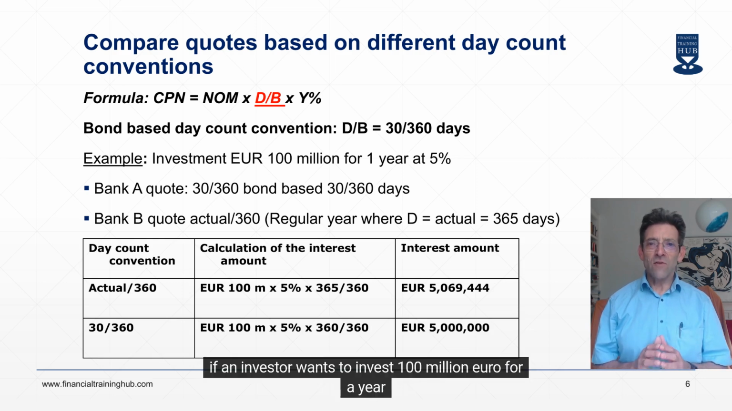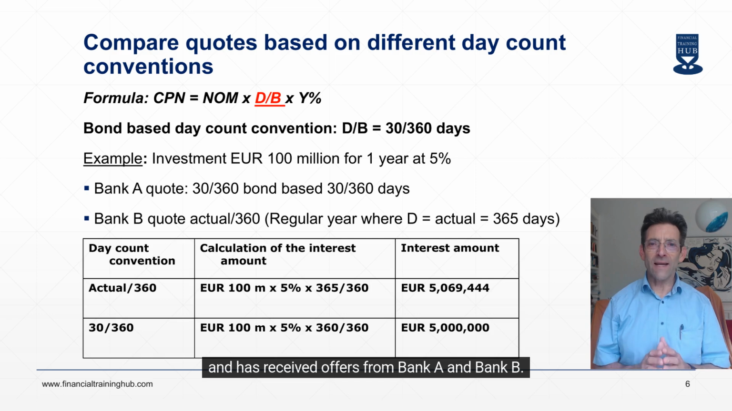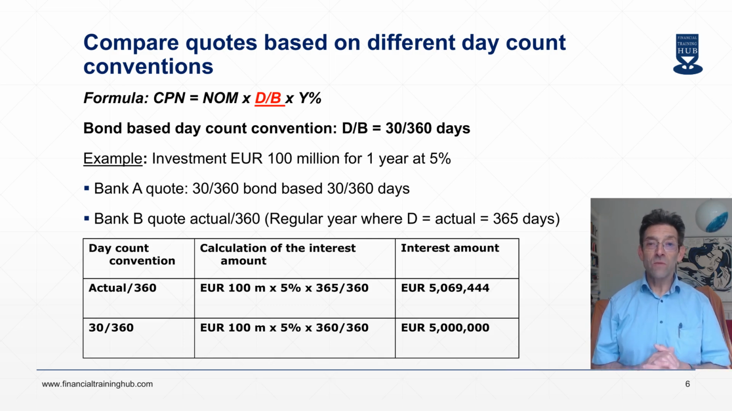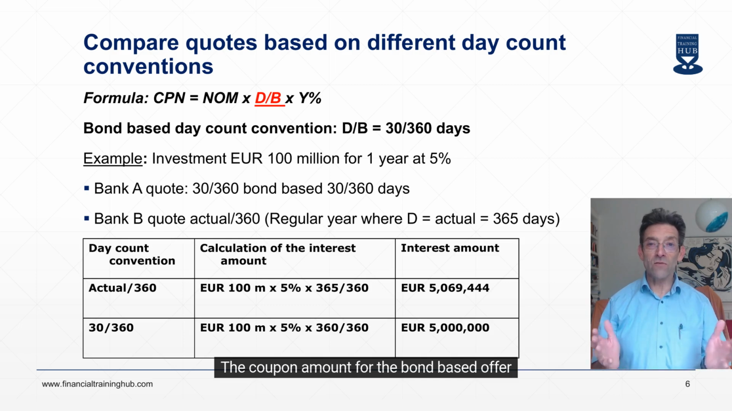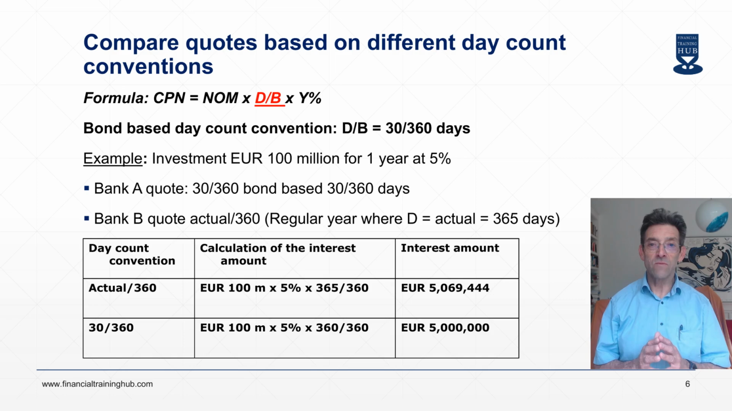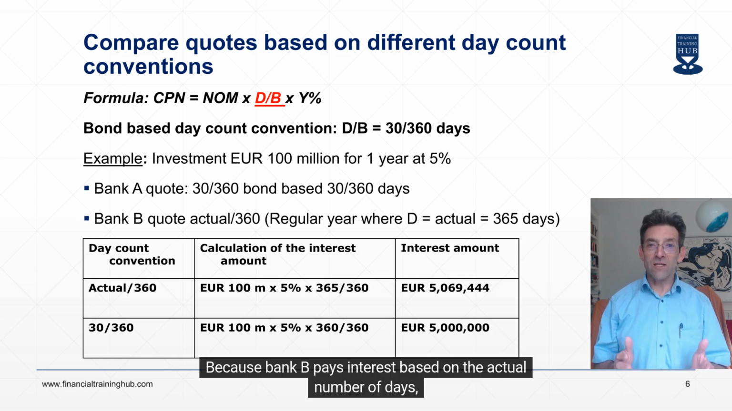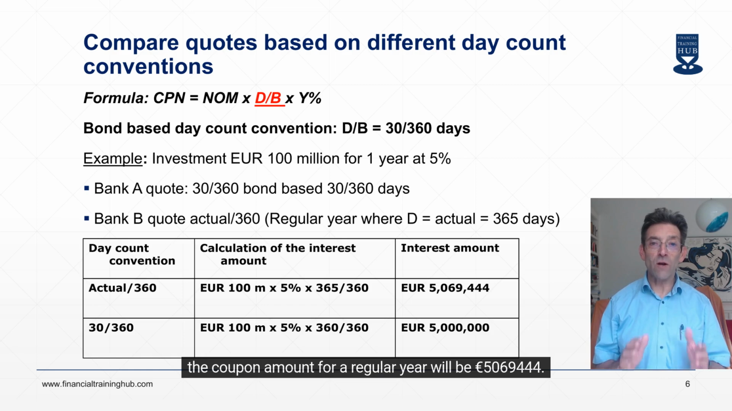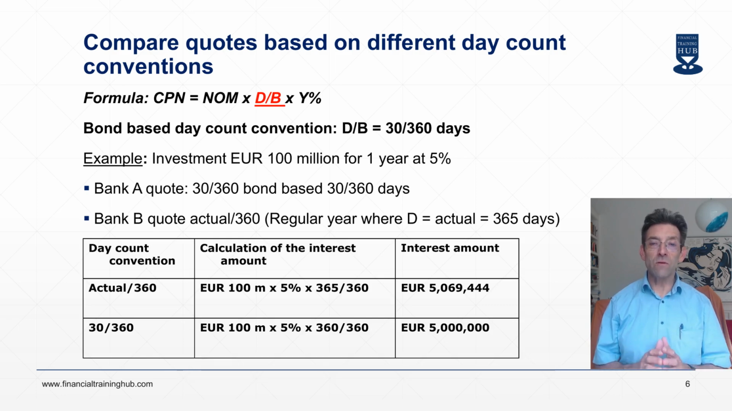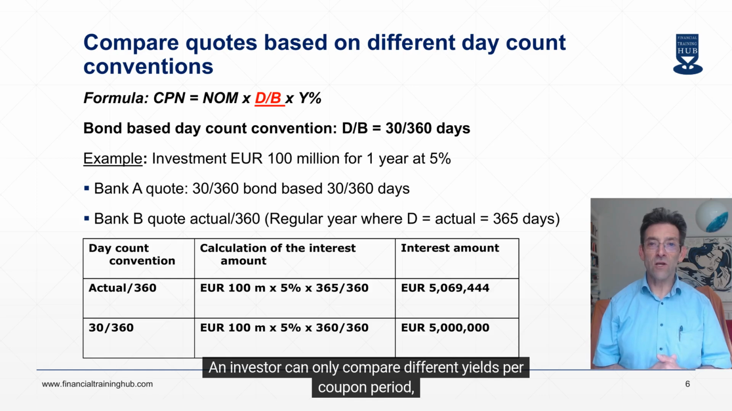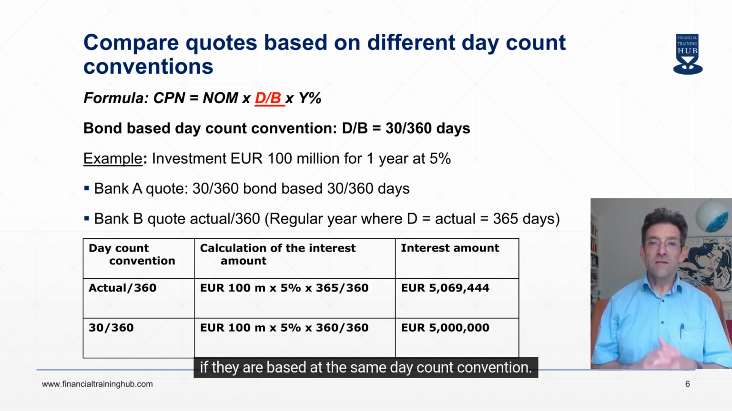For instance, if an investor wants to invest €100 million for a year and has received offers from Bank A and Bank B, Bank A quotes 5% for a 30/360 bond basis, and Bank B quotes 5% on actual 360 basis. The coupon amount for the bond-based offer will be €5 million for Bank A. Because Bank B pays interest based on the actual number of days, the coupon amount for a regular year will be €5,069,444.